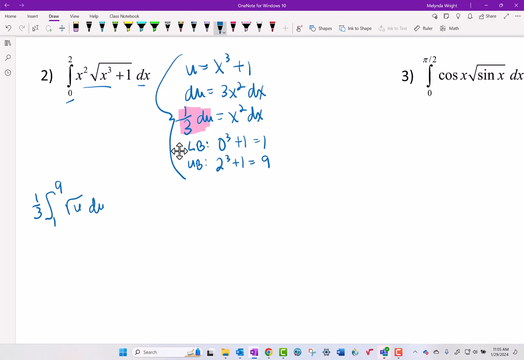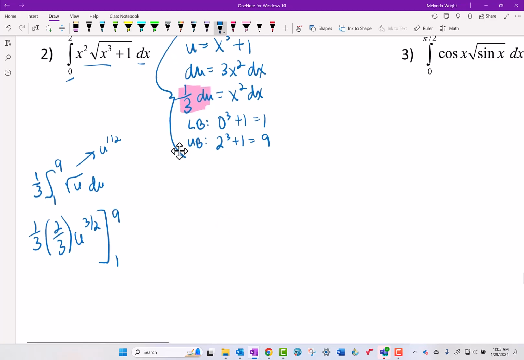So this is really u to the 1/2, right? So I do my reverse power rule. I add 1 to 1/2. So 2/2 plus 1/2 is 3/2. I got my 1/3 out there. Dividing by 3/2 is the same thing as multiplying by 2/3. U to the 3/2, evaluating it from 1 to 9. Okay, are we okay?